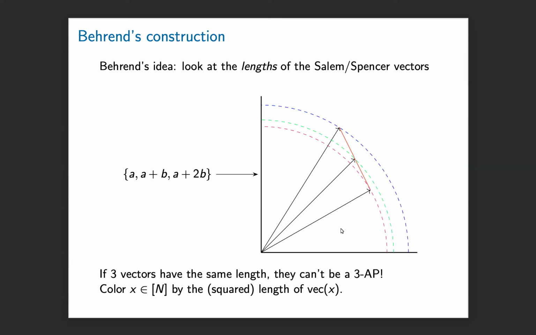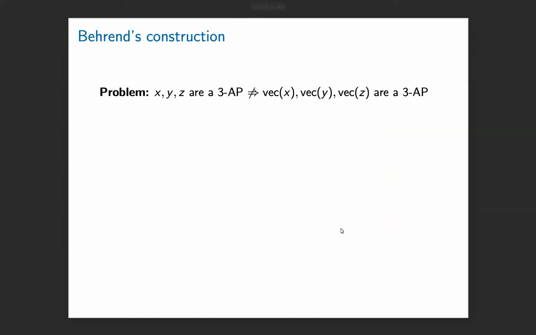So if the 3 vectors are the same length, they can't be a three-term arithmetic progression, and so we'll color the numbers in n by the length of the vectors. I'm going to do the squared lengths of the vectors just so everything turns out to be an integer, and then we can just take the largest color, and we have our large arithmetic progression-free set. The problem here is that my wish, that if x, y, and z are in arithmetic progression then their vectors are too, is not true. Can anyone see why?